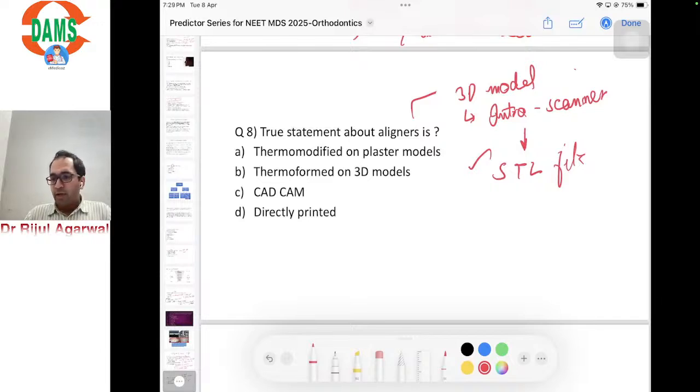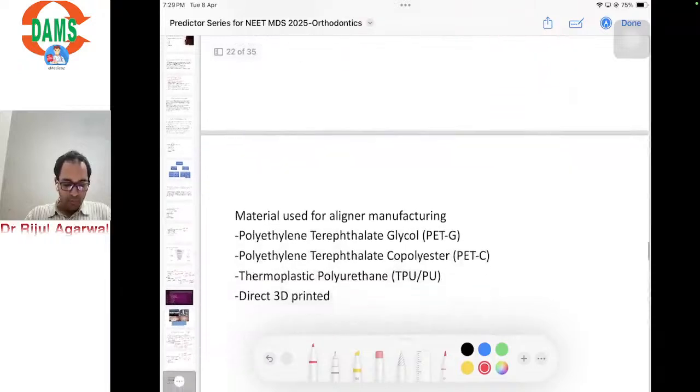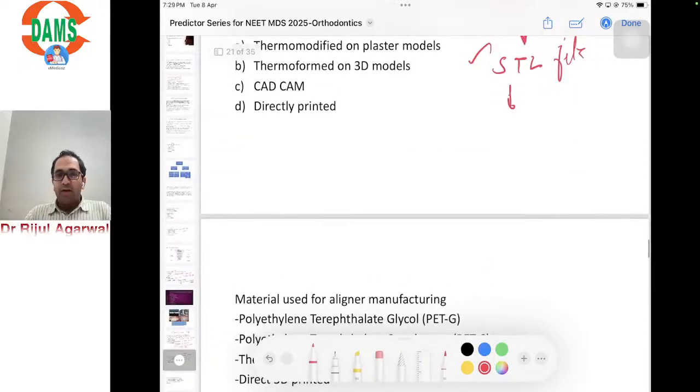Okay, I'm just going to write points which are important for your MCQ exam right now. So when this STL file is input, the plan is made. From that plan we manufacture the aligner using a 3D printer. Very important thing is that 3D printers only accept STL files. STL is an extension, like for Word it is .docx, for PowerPoint presentation it is .ppt, for PDF it is .pdf. So 3D printers only accept files with the extension .stl.